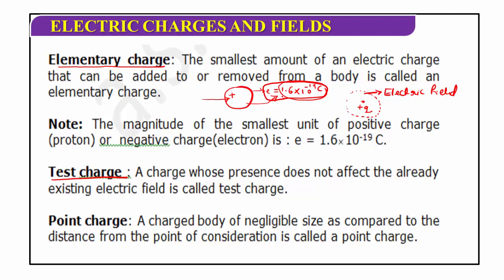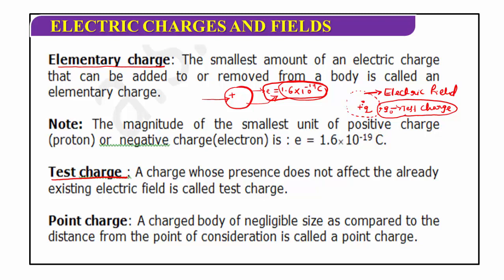In the same way, here a test charge means a charge whose presence does not affect the already existing electric field. The region around the electric charge is called electric field. Now I consider a small charge particle. This is called test charge. This test charge is used to measure the presence of electric field in this region. The test charge is used to detect the electric field around the charge.